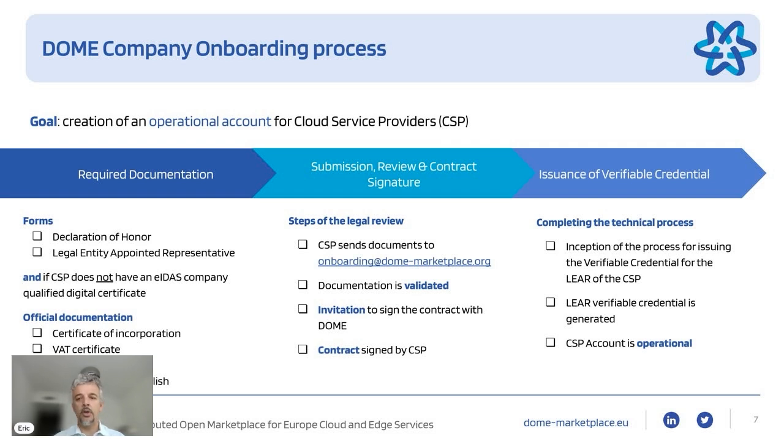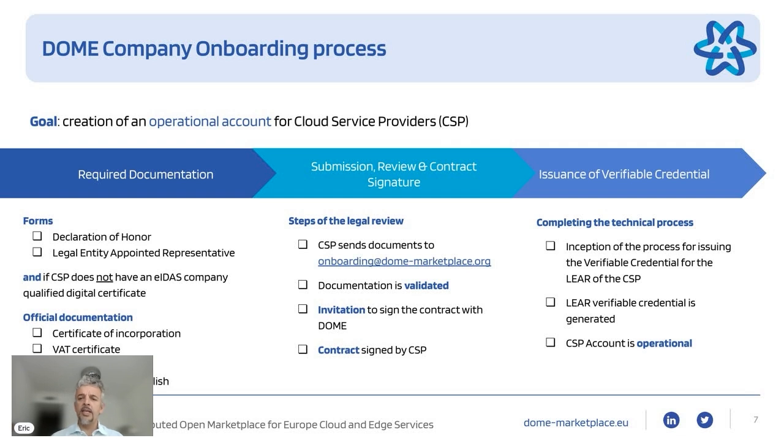The declaration of honor consists in several statements concerning the good standing of your company, and the LEAR appointment form is required to vest somebody within your organization with the legal powers to act on behalf of your entity in the DOM ecosystem. The LEAR of your company is a key role. Depending on what means are used to sign the forms, the process requires additional documentation or not.